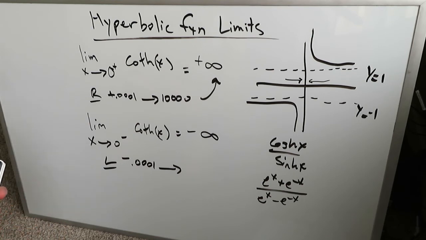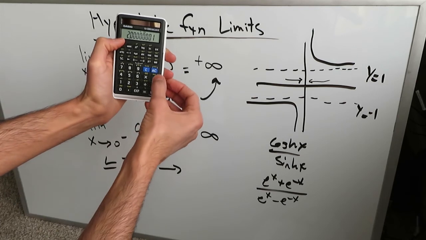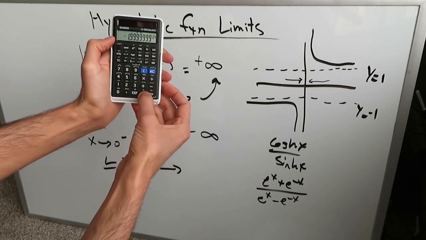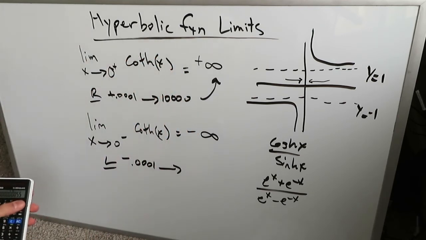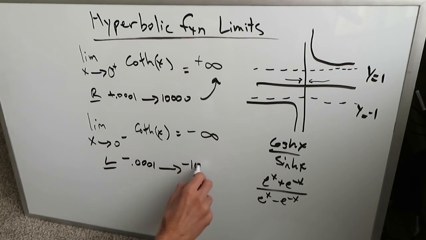Now in the numerator, what do we get? Let's see. In the numerator, I get 2.000 and then a 1. I divide that by my denominator's saved value, and I get a minus 10,000. See, a minus 10,000. So when we're doing the left side values, these negative values, I'm getting a minus 10,000.